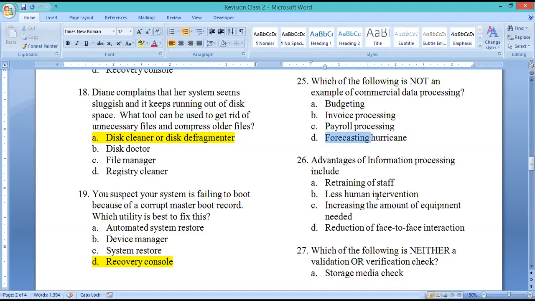Was that Anissa? Are you the same one, Samantha? No, miss, it was me, Samantha. Okay. Alright, so that would be the only possible answer there, because remember, forecasting a hurricane would have to do with weather, so that would come under scientific data processing. So that means still go and read the notes.